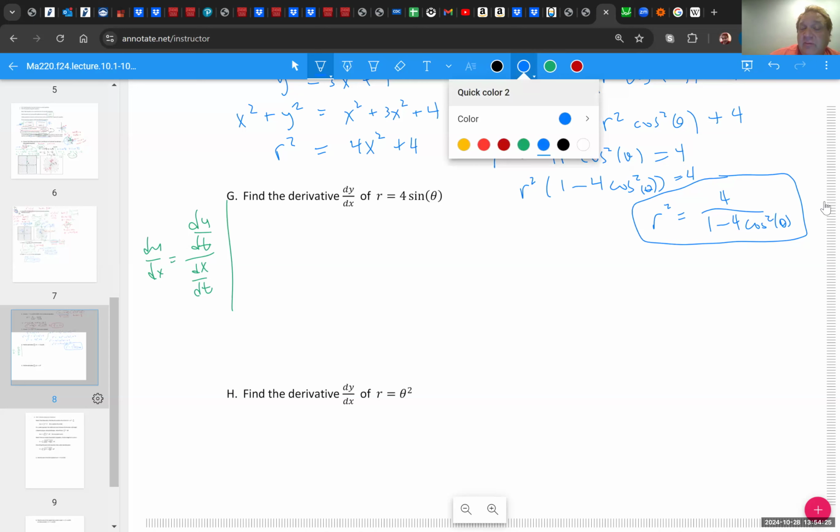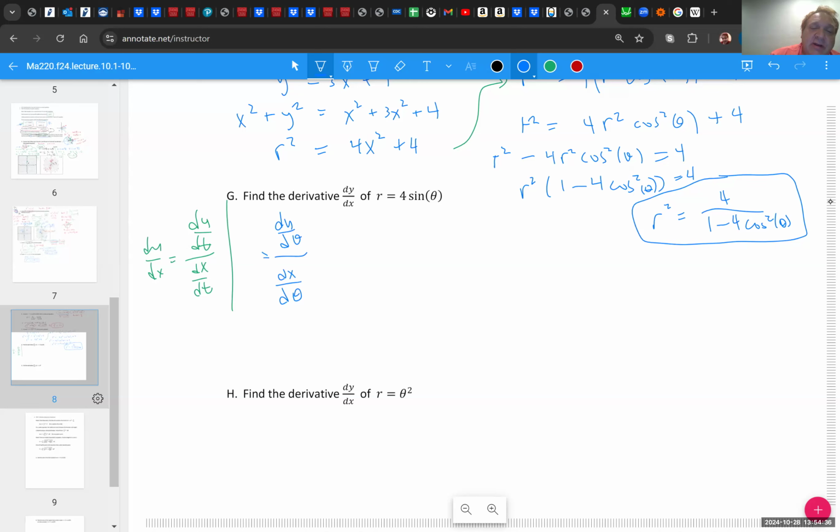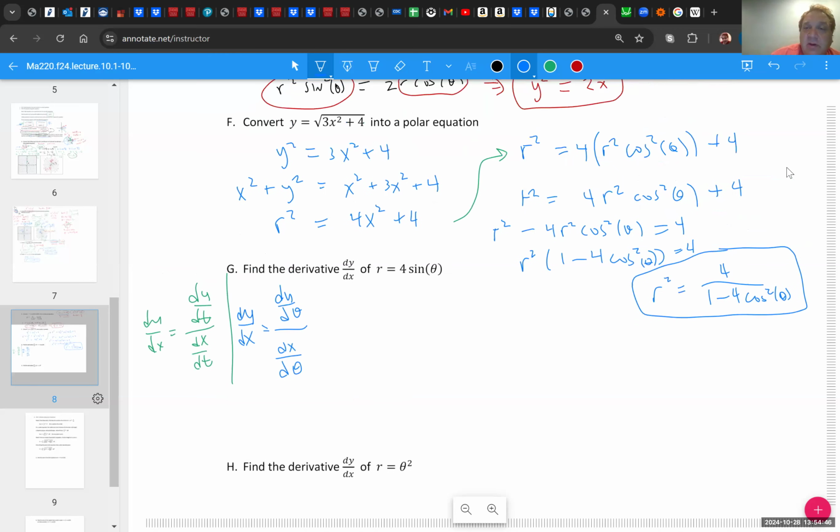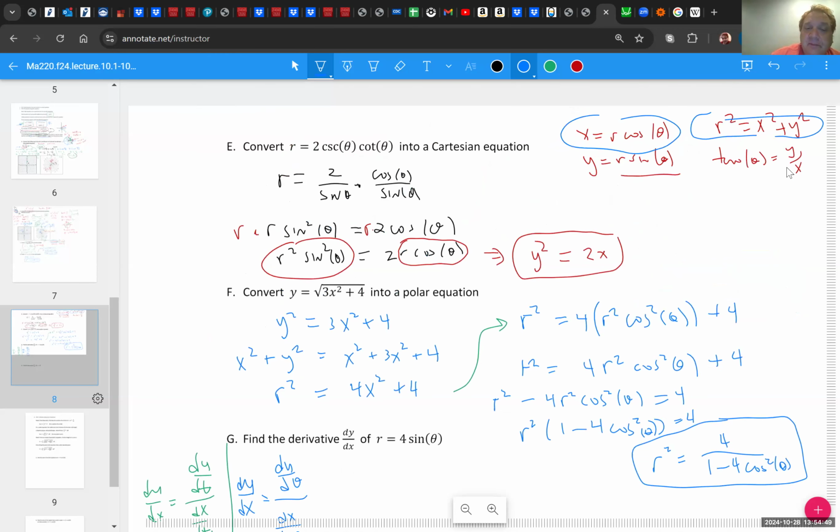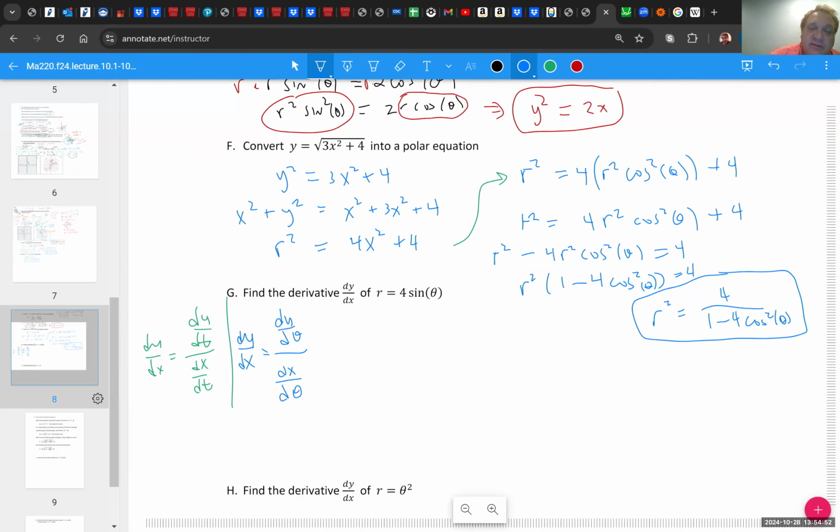We need to differentiate with respect to theta. So we're going to do dy/d theta over dx/d theta. That will give us dy/dx. All right, but once again, we don't know what y is, but we do know that y, don't forget, is always r sine theta. So this is the derivative of r sine theta. And the bottom is the derivative of x, which is the derivative of r cosine theta.